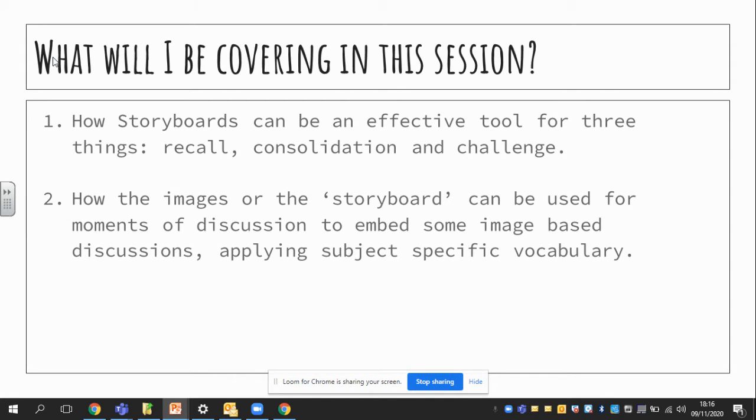Now, in terms of what I'm going to be covering, I'm going to be looking at storyboards and how they're an effective tool for recall, consolidation, and challenge. Particularly the challenge element, you can use it as a discussion point if you've got an image, and you can talk about how the process works, how that image connects to another image, and why that image connects to another image, and build upon it, thinking about what subject-specific vocabulary we can use and embed in our analysis. I hope that becomes a little bit clearer as I go through this with you.